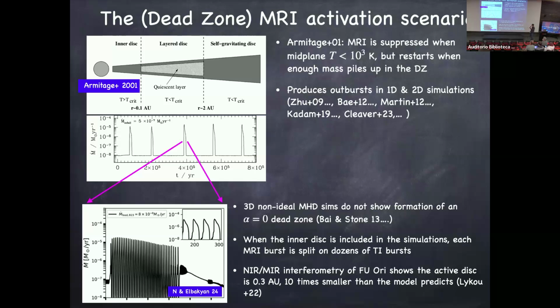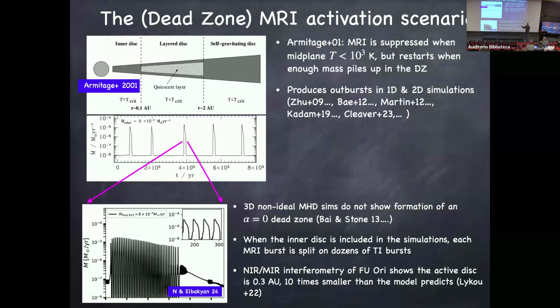And you get these nice outbursts. Lots of people did simulations in 1D, 2D, and the models were thought to be quite promising. However, more recent 3D non-ideal MHD simulations show that these dead zones don't actually form, because you have MHD disk-driven winds, which continue to transport material through the dead zone. And there are also other effects that do not give you the alpha value, even if you don't think that model applies. Okay?